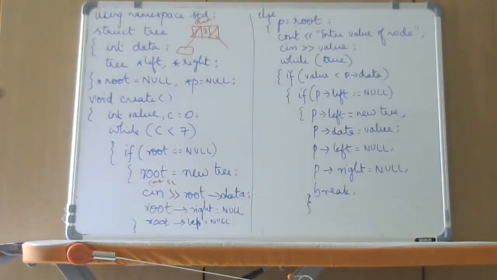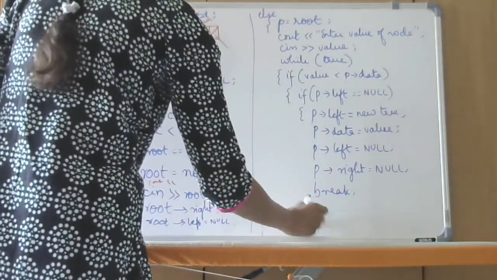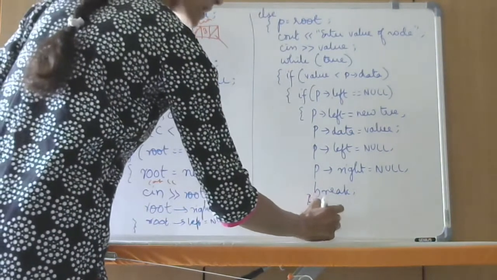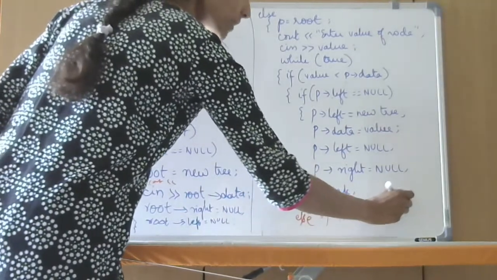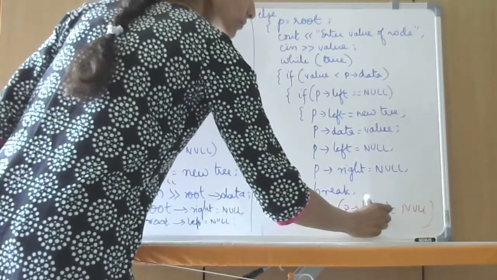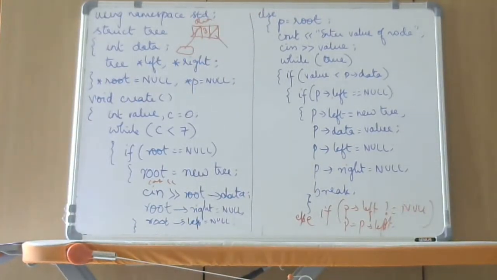Else, here there are two ifs I have used. I will use one more else here. That means if P of left is not null. If P of left is null, we have done this. If P of left is not null, that means I can write here else if P of left is not equal to null, then P is equal to P of left. That's all. P is equal to P of left. This is what we do.